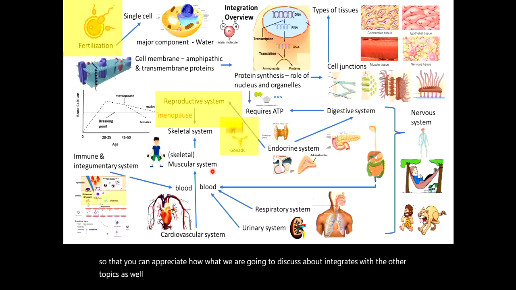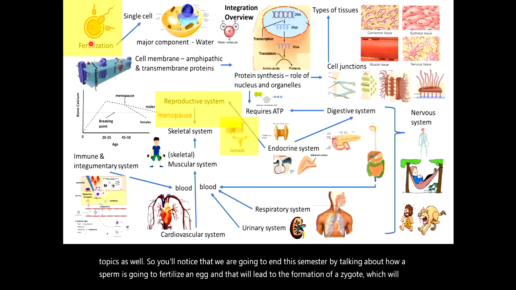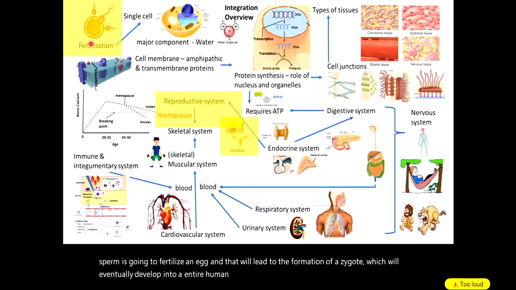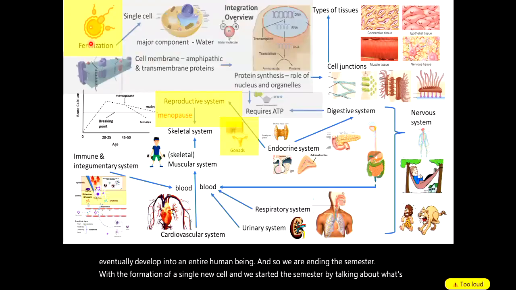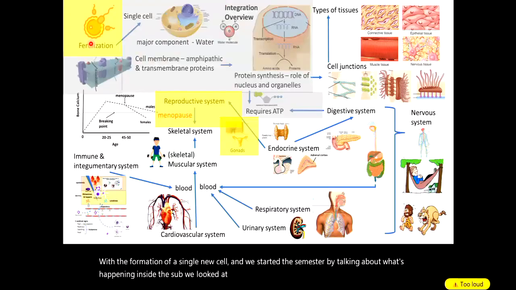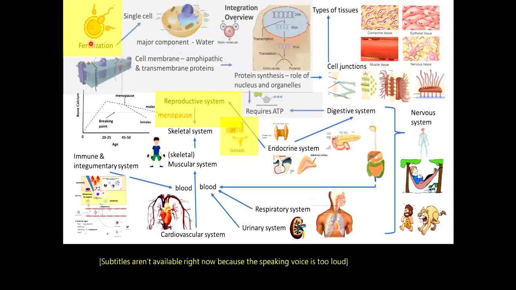You'll notice that we are going to end the semester by talking about how a sperm is going to fertilize an egg, and that will lead to the formation of a zygote, which will eventually develop into an entire human being. And so we are ending the semester with the formation of a single new cell, and we started the semester by talking about what's happening inside a cell. We looked at the major components being water, we talked about the lipid bilayer, we saw the various proteins embedded in the lipid bilayer. So we are going to end the semester by talking about this single cell.